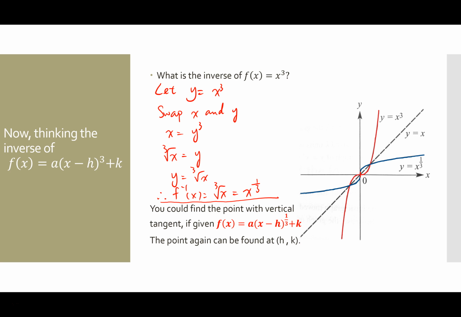And therefore, you can find this point if given the form of this. Alright? Again, just be aware when you sketch the middle point, at this point you have a vertical tangent. So in this case, for this function, the point is going to be (0, 0).